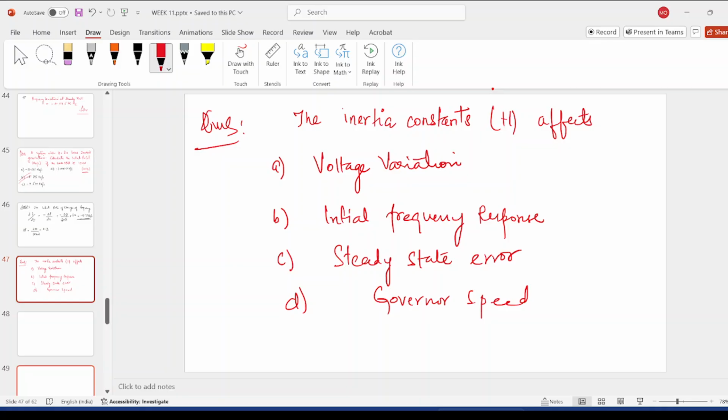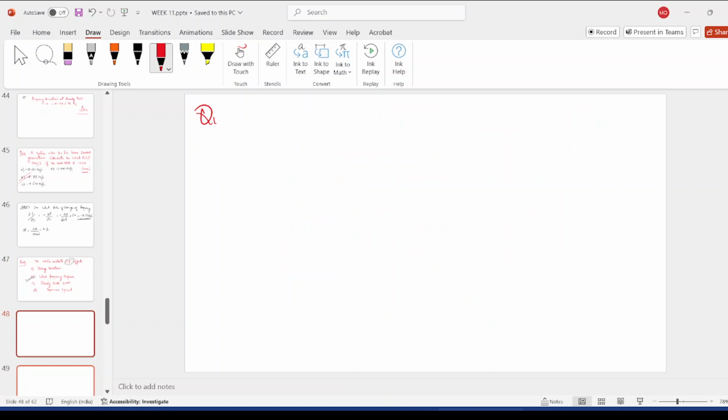So what does it affect? Actually, the inertia constant has an effect on the frequency response. As you can see here in the equation which we derived early on based on the transfer function, the frequency term is dependent upon it. So it generally affects that. So, next question here.